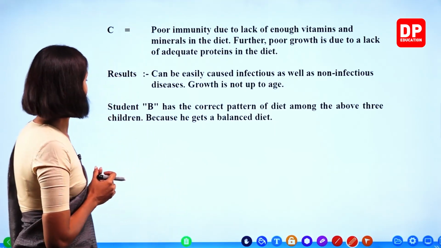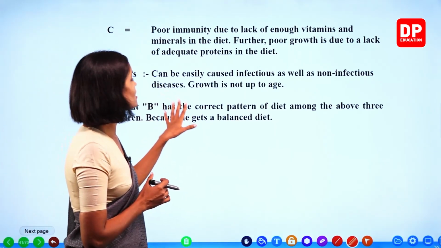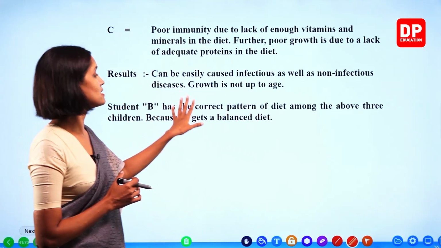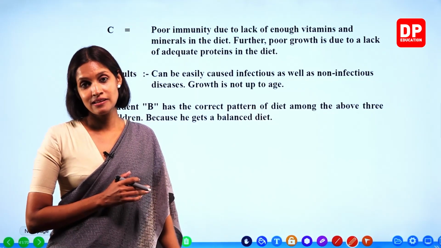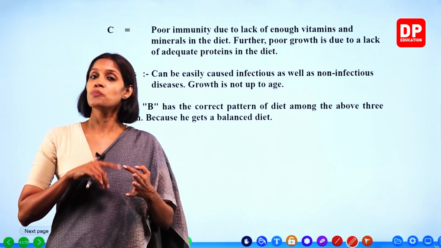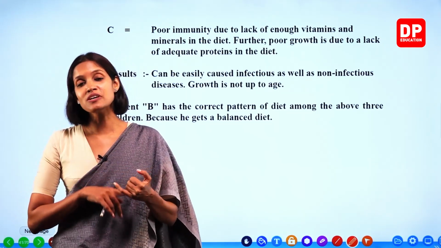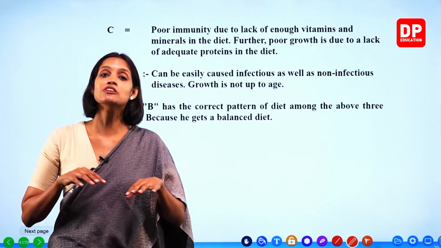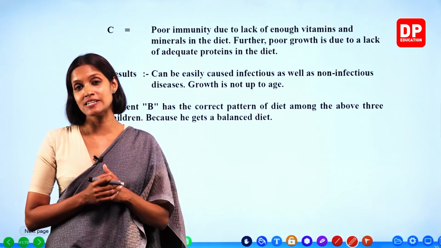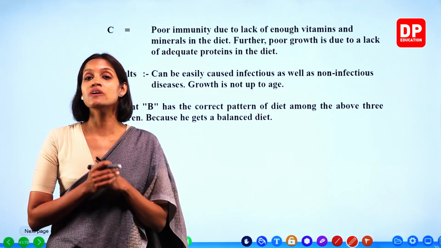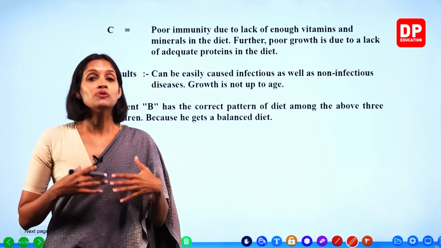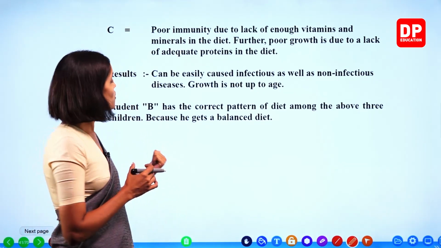Right, children? Okay. So, student B has the correct pattern of diet among the above three children because he gets a balanced diet. He gets the necessary amounts of carbohydrates, proteins, lipids, vitamins and minerals. The other two children don't get the correct amounts of these nutrients. Right, children? So it is very important to take a balanced diet to lead a healthy life. Right, we'll move on to the next.